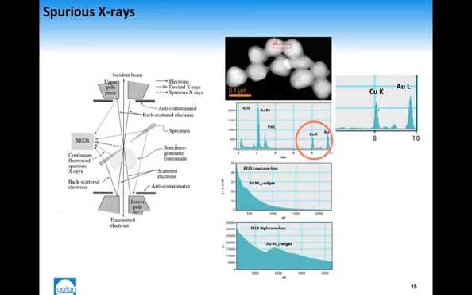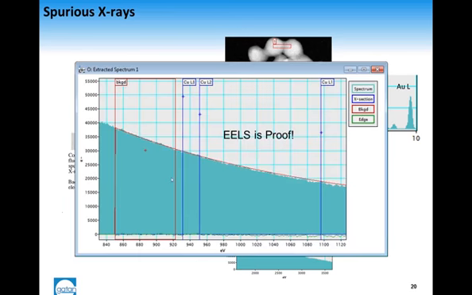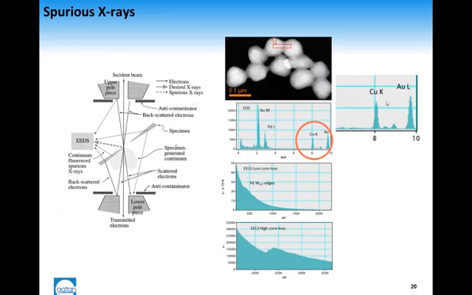So where is this copper coming from? If you look at EELS, there's no copper in this material, so the copper that we detect in EDS is basically coming from the copper grid. These particles were dispersed onto a carbon film and a copper grid. So the copper that you see in EDS here is actually coming from the copper grid. It doesn't belong to the sample itself.